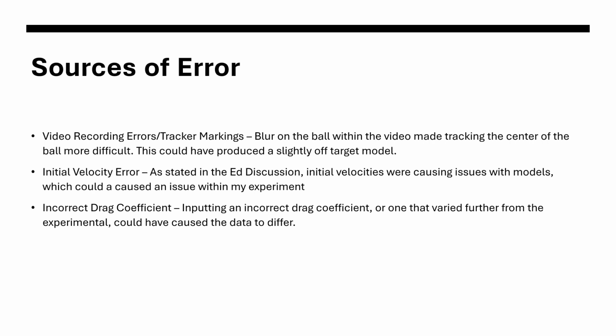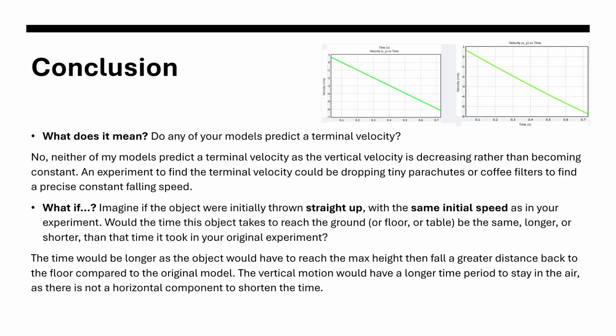For the question, what does it mean, do any of your models predict a terminal velocity? No, neither of my models predict the terminal velocity, as the vertical velocity is decreasing rather than becoming constant. An experiment to find the terminal velocity could be dropping tiny parachutes or coffee filters to find a precise constant falling speed.